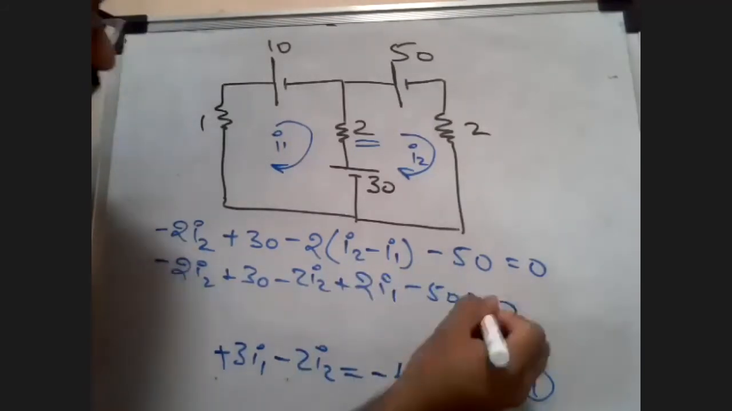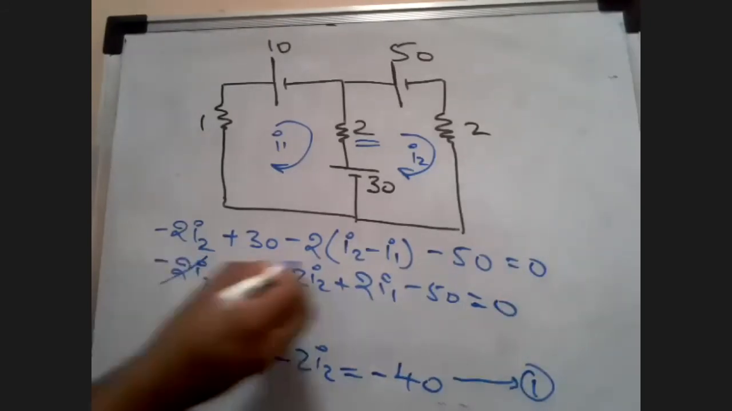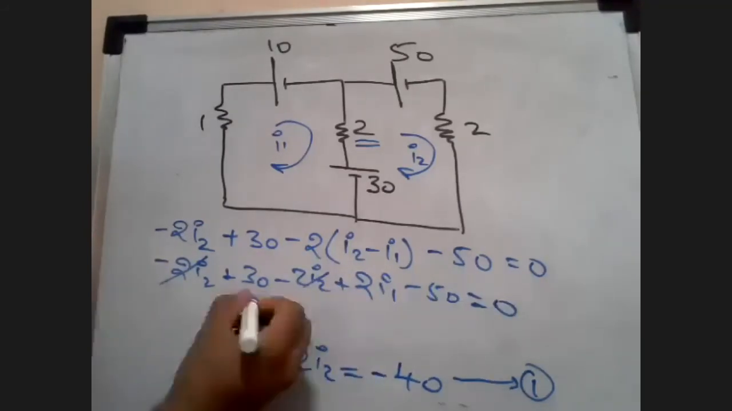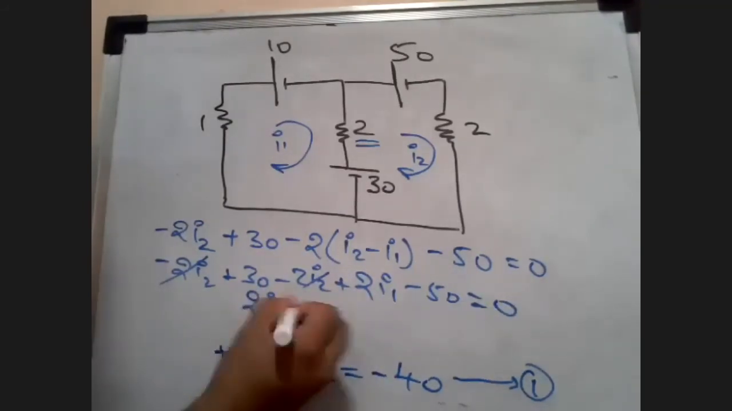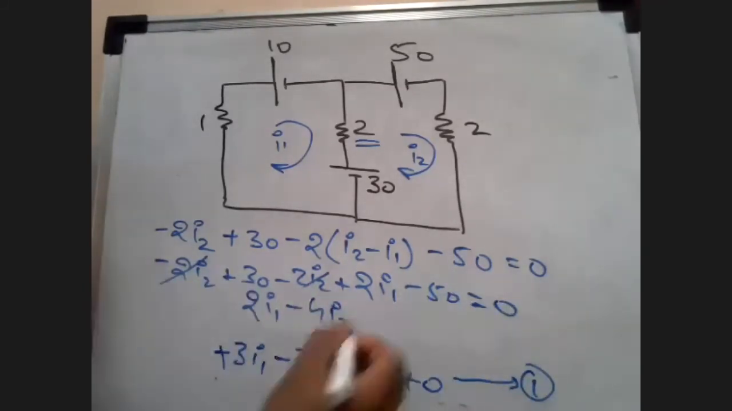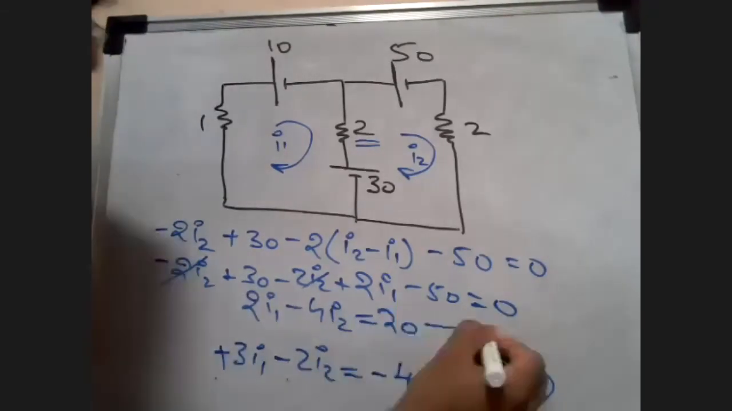equals 0. And then you can see here 2 I2 becomes 4 I2. So 2 I1 minus 4 times I2, and 30 and minus 50 is minus 20. So I will write equal to 20. This is our second equation.